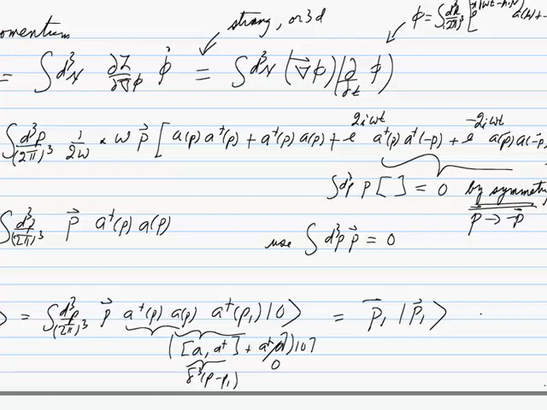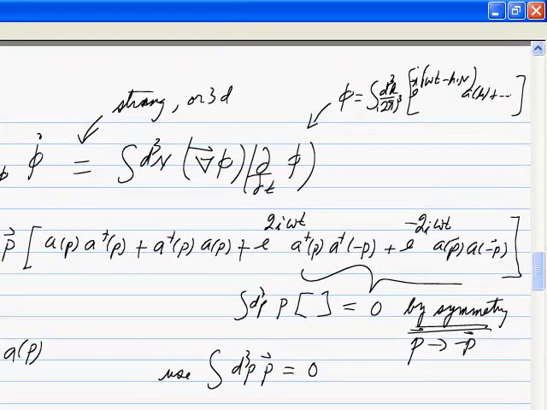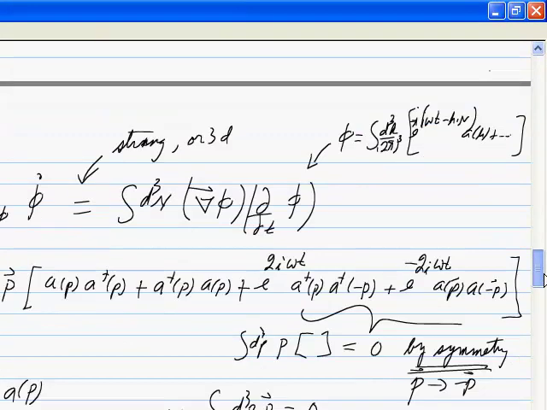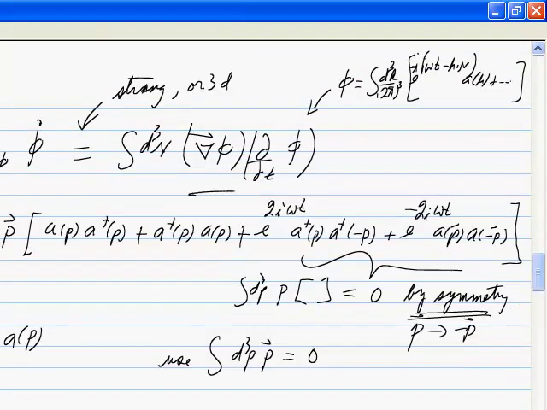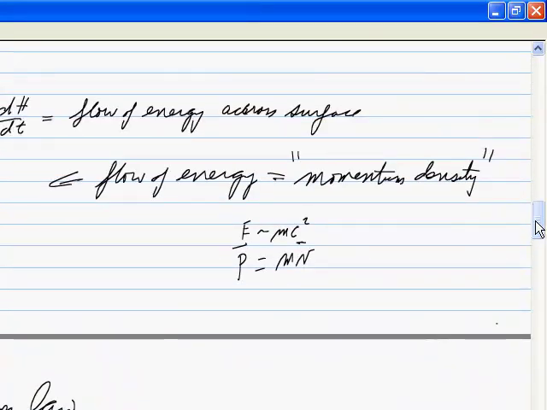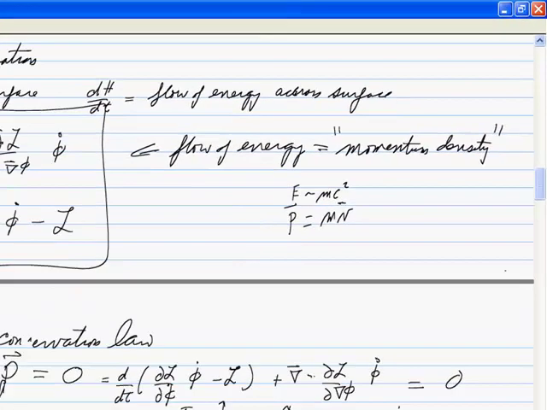Okay, so this is the momentum. So one of the lessons here is that what we had previously called pi, the canonical momentum, has nothing to do with the momentum. This is the momentum operator. We have it here. It's this guy. We have the Hamiltonian and the momentum density there.